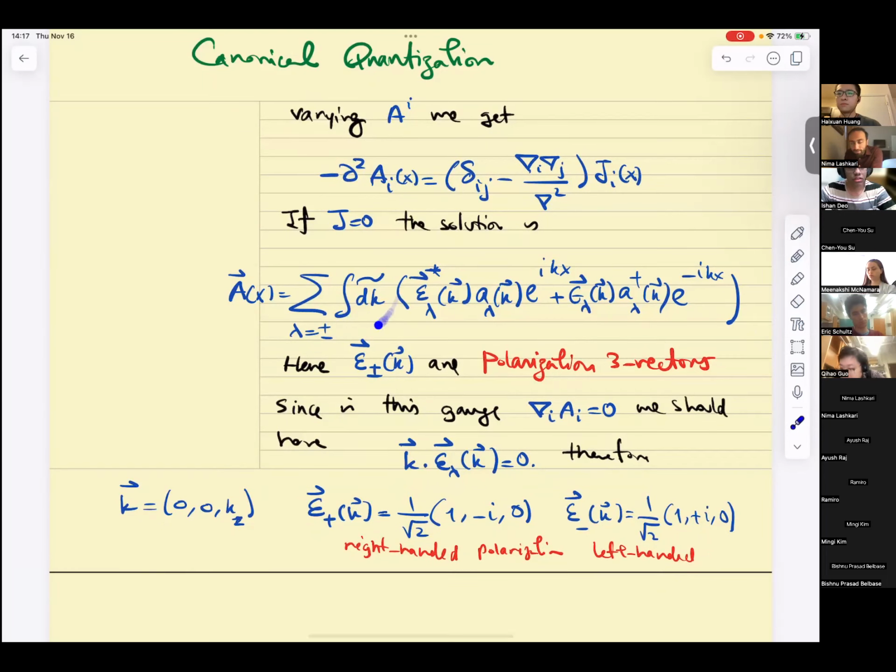Integral, this is the good old Lorentz invariant integral measure. Epsilon lambda, this is a vector. It's a 3 vector, because this is a 3 vector. Star of k, a lambda of k, e to the power of ikx, plus epsilon lambda vector of k, a lambda dagger of k, e to minus ikx. Here, A and A dagger are going to become the annihilation and creation operators for photons.